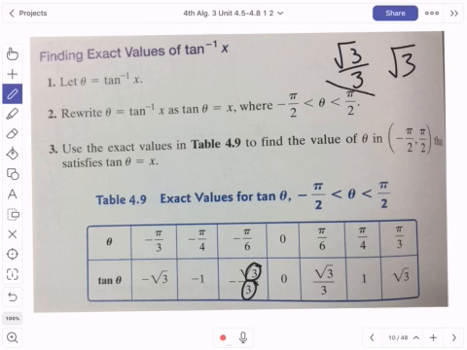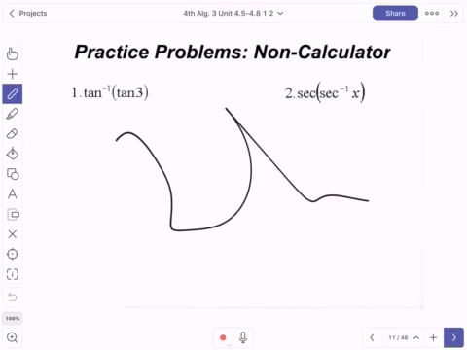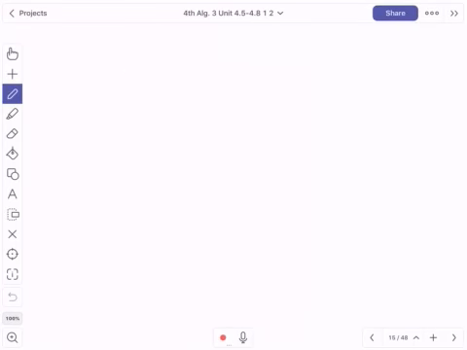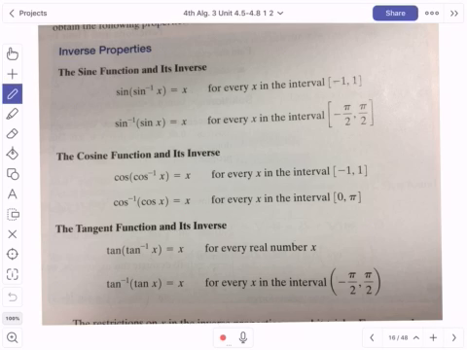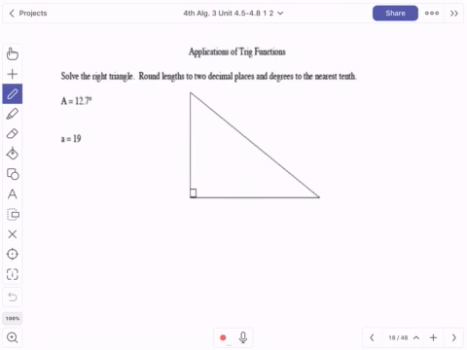So that being said, we're only going to look at root 3 over 3 for pi over 6 and all coterminals of pi over 6. For pi over 3 and all reference angles and coterminals of pi over 3, that will be root 3 as a tangent. We're not going to do any practice with inverses. We're going to just take a look at 4.8 now.